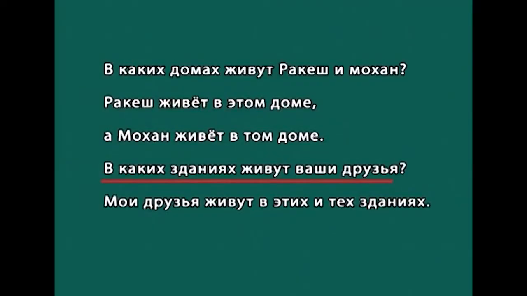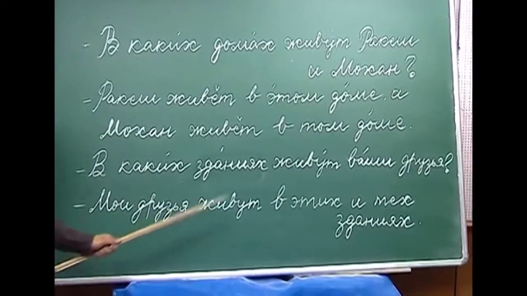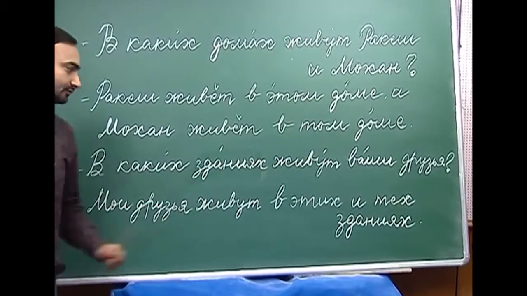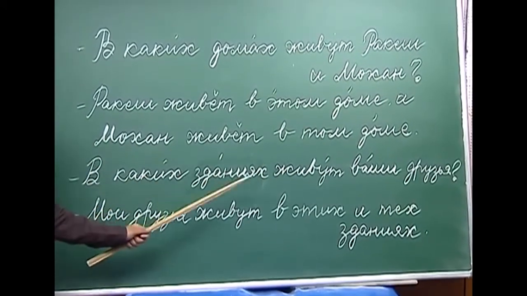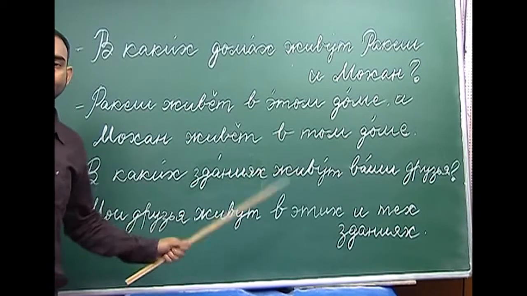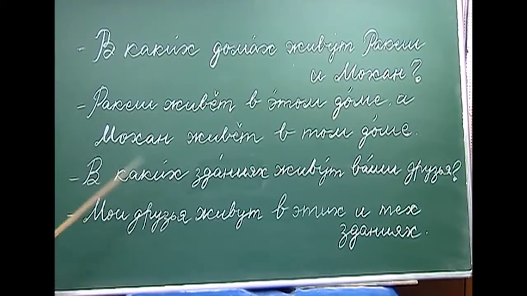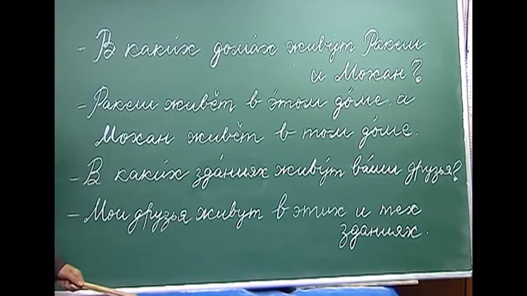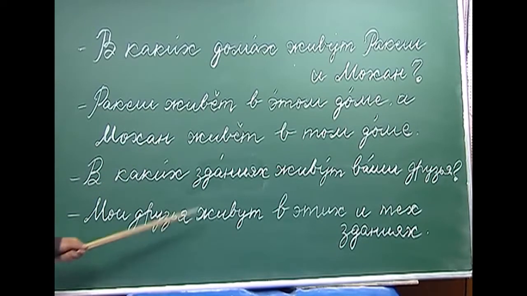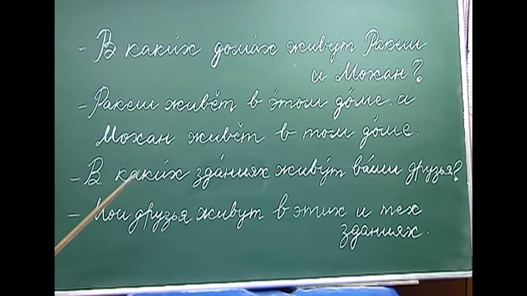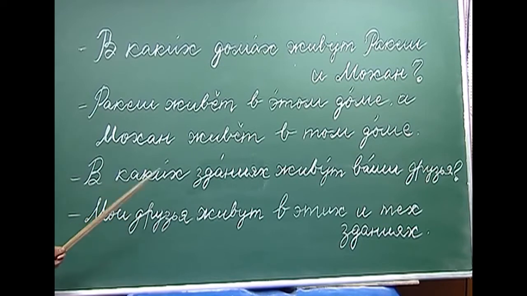This next question, в каких зданиях живут ваши друзья? In which buildings do your friends live? So, in which buildings do your friends live? And how do you answer this question? Again I have used the demonstrative pronoun этот.